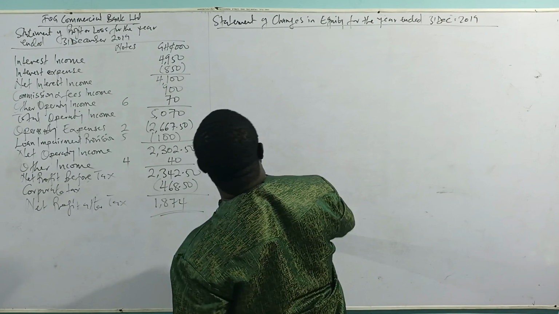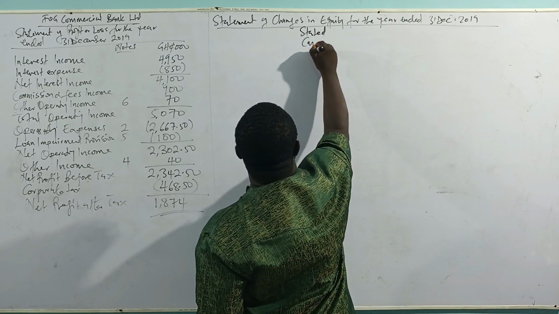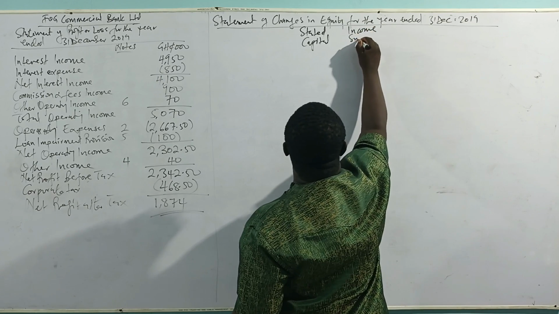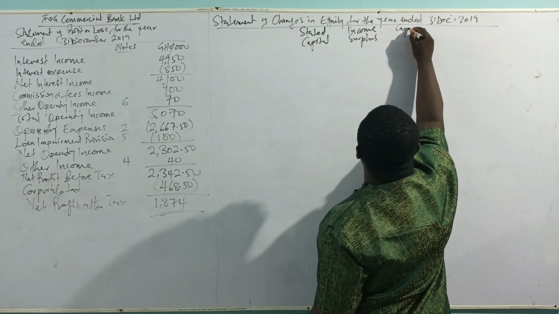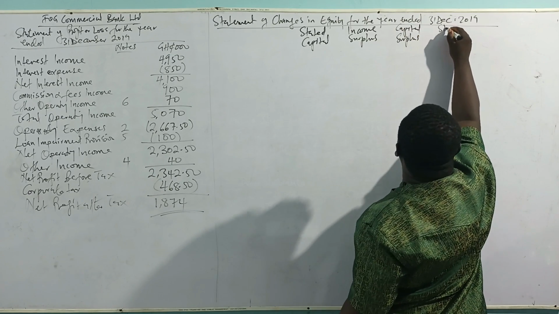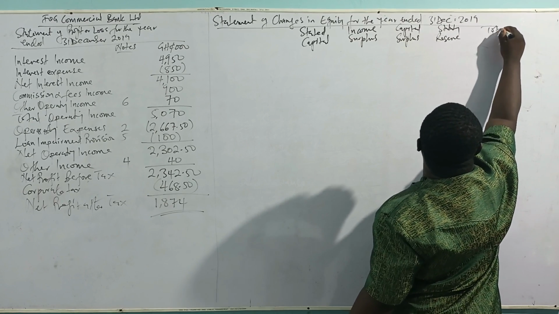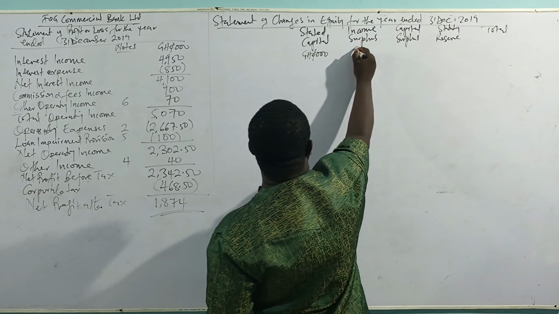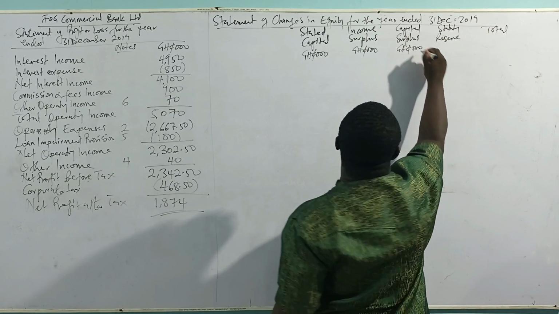So I'll leave this space for narration. So stated capital, then income surplus, and then capital surplus, and then the statutory reserve. And then I'll create another one for total. So I'll create a currency sign with the 3 zeros for each of them so that we can easily enter our figures.